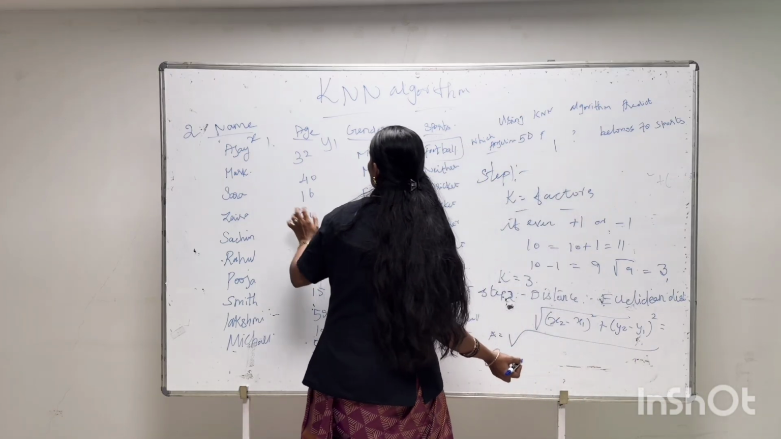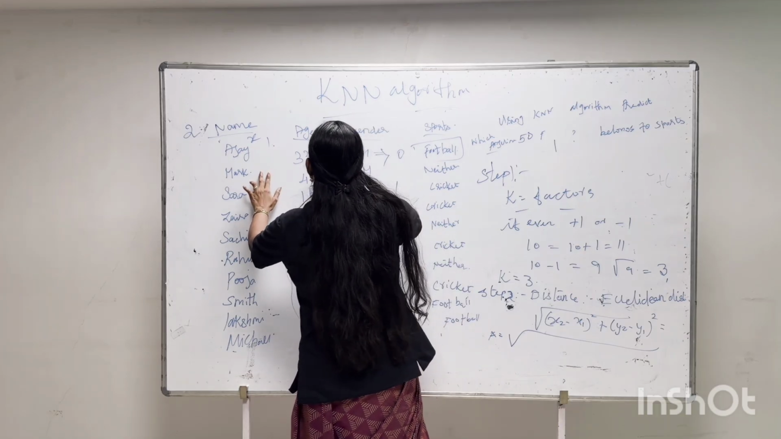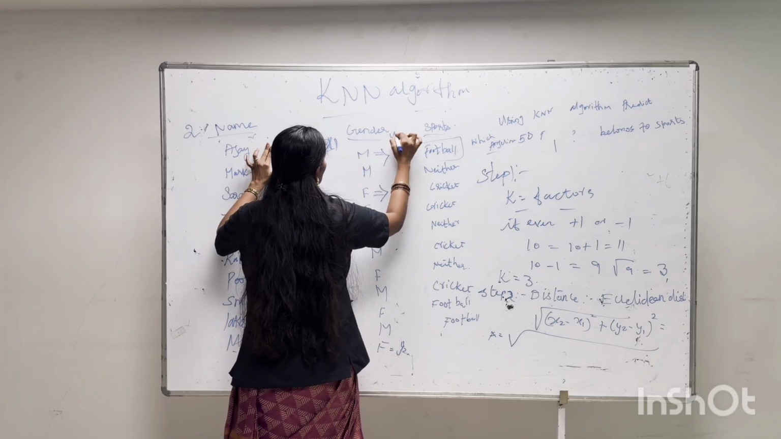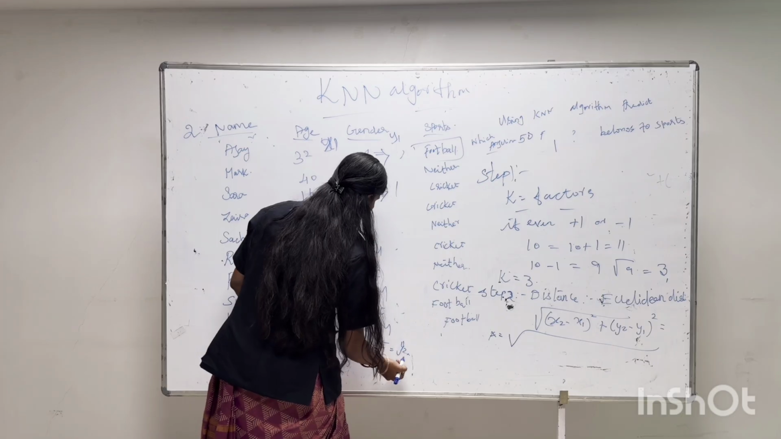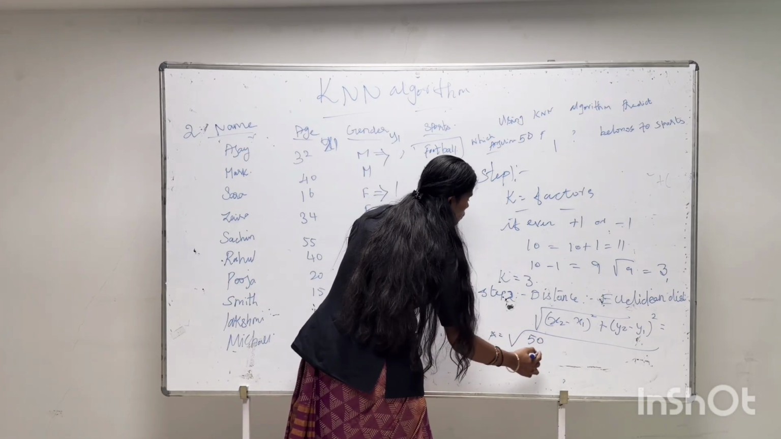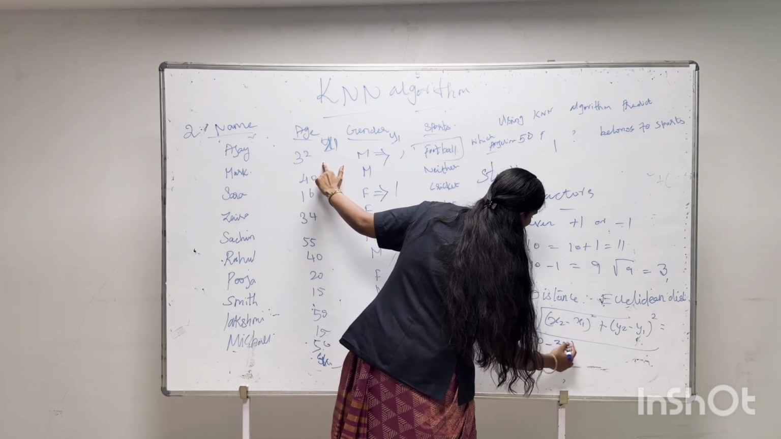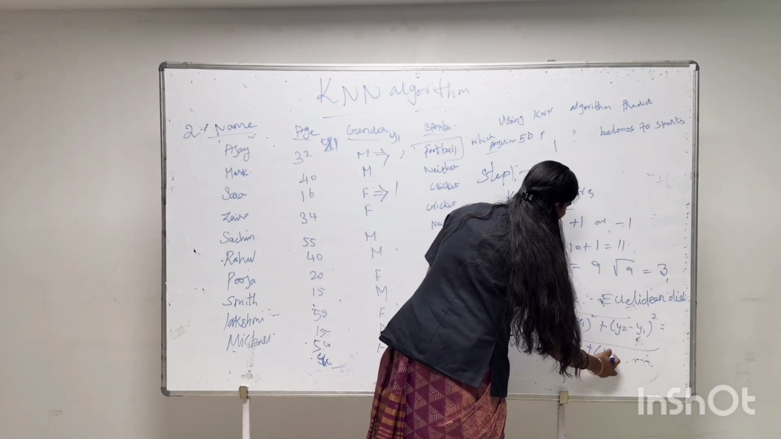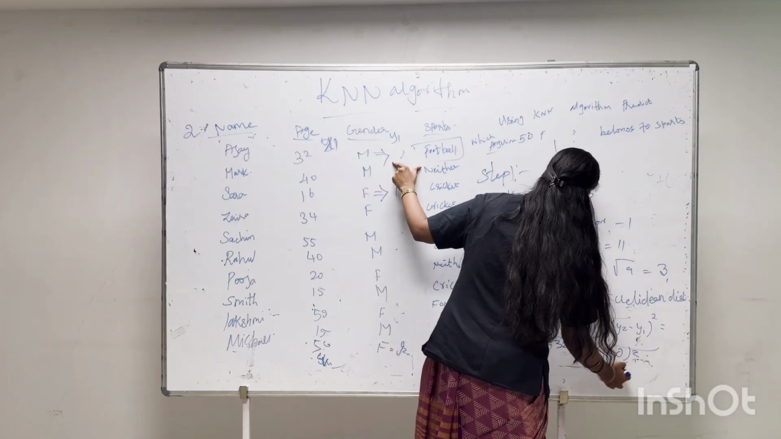So first for Ajay, the x1 y1. This is x2 y2. Okay, so x2 is nothing but Angelina's age, 50 minus 32 whole square plus y2, she is female, so we are taking the value as 1, minus, for Ajay, he is male, the value as 0, whole square.